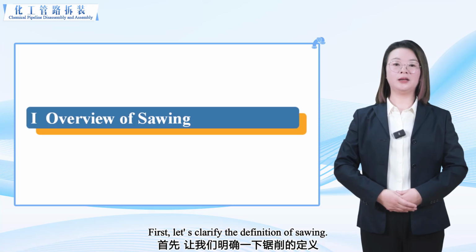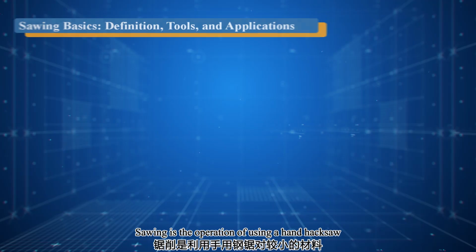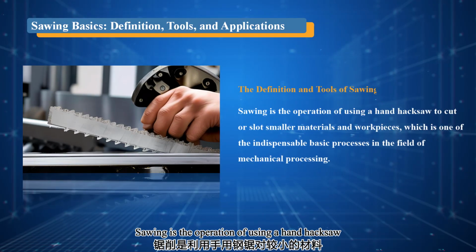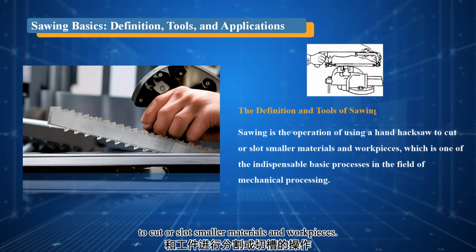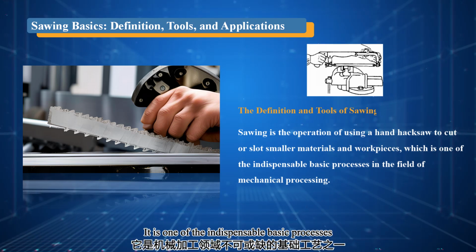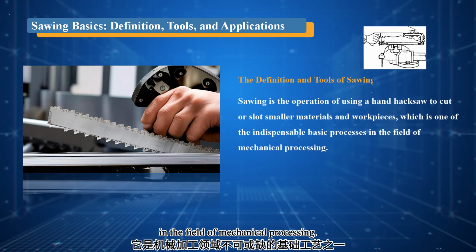First, let's clarify the definition of sawing. Sawing is the operation of using a hand hacksaw to cut or slot smaller materials and workpieces. It is one of the indispensable basic processes in the field of mechanical processing.